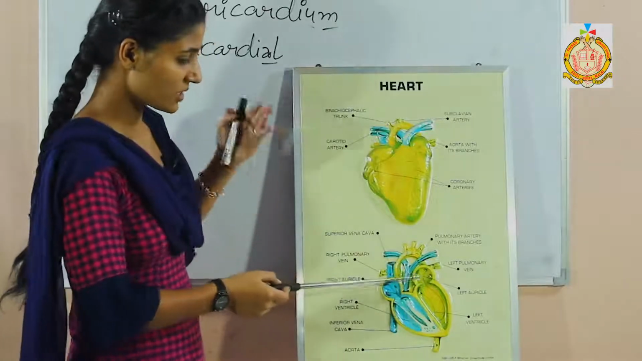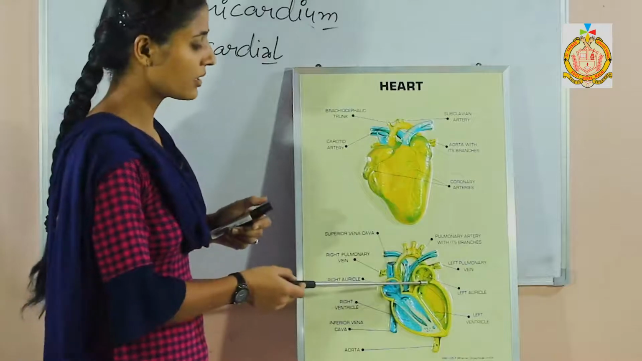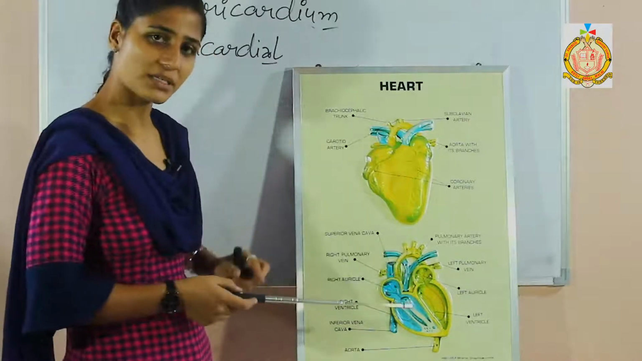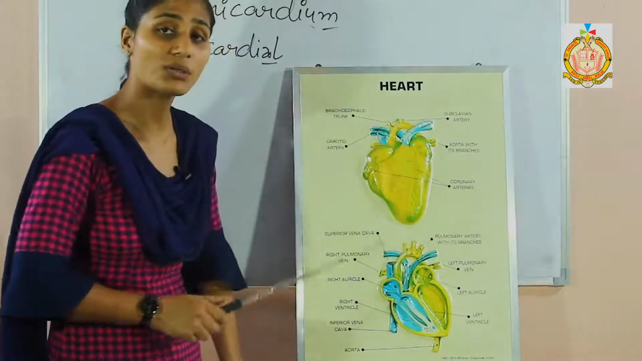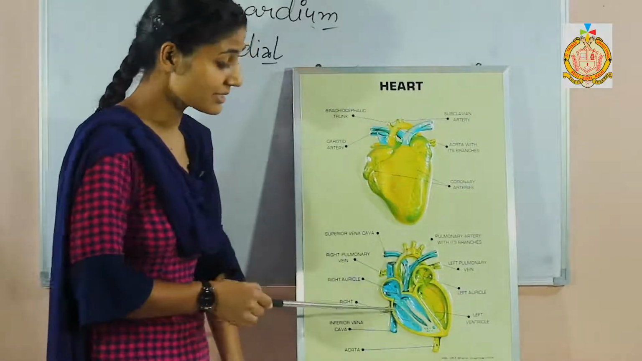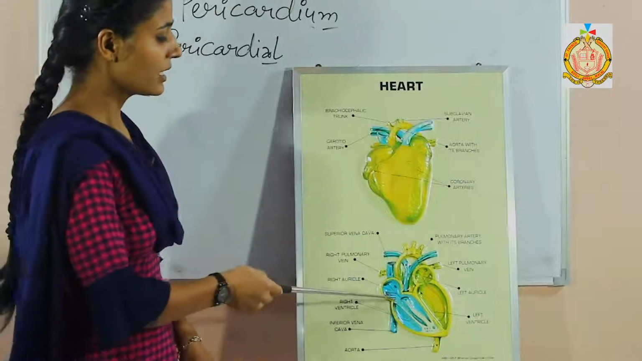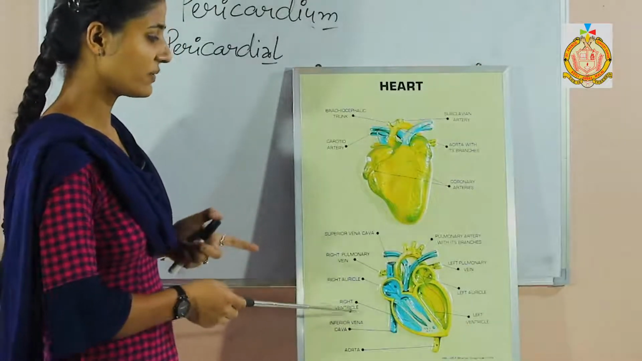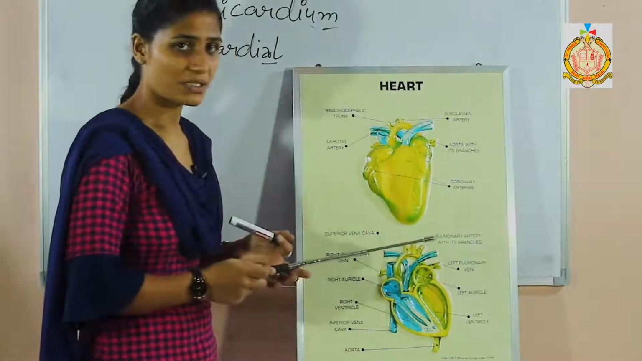Now, what separates these auricles from the ventricles? Between the auricles and the ventricles, valves are present. Each side of the heart has valves. On the right side of the heart the tricuspid valve is present, and on the left side the bicuspid valve is present.